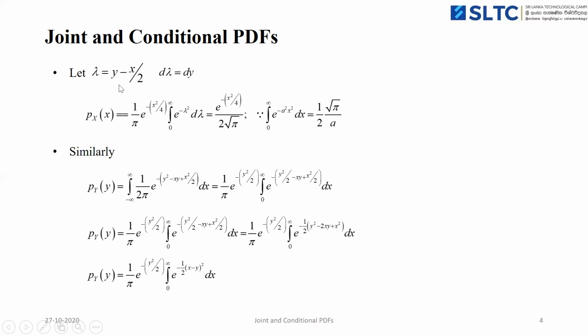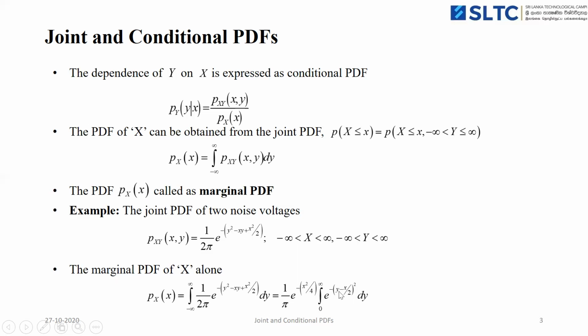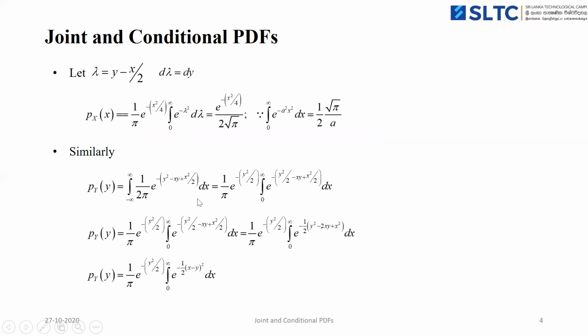Let lambda equal to y minus x by 2, that is the inner bracket of the exponential term. If you differentiate this equation, d lambda equals dy. So we can write the marginal PDF function of the random variable x as 1 by pi, e power minus x squared by 4, times the integral from 0 to infinity of e power minus lambda squared d lambda.